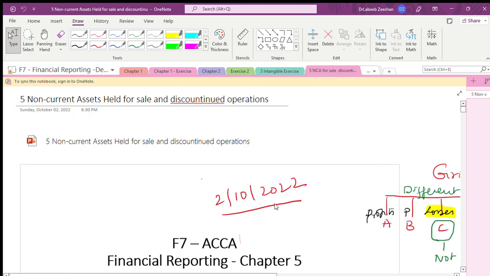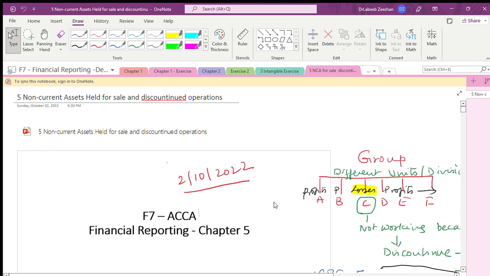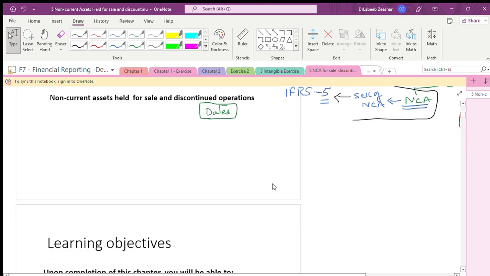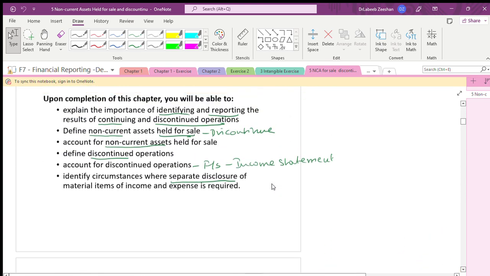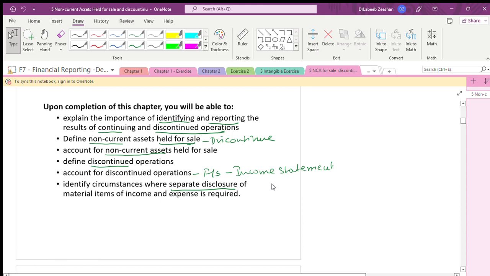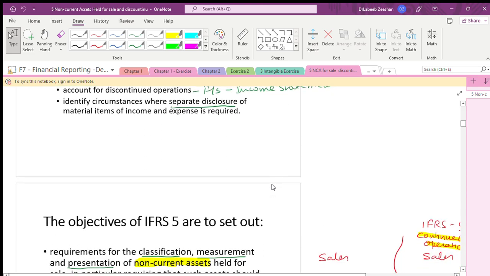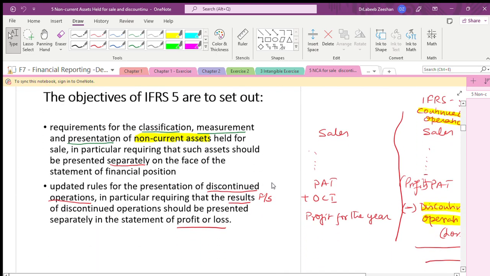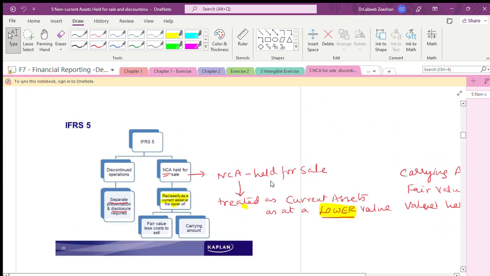Quickly we will go for that, non-current assets held for sale and discontinued operations. Quickly one revision we will take, okay? A fast 2 minutes revision, as it was done somewhere in October, almost one and a half months before. What is the concept? Why are we going? We are talking about continued operations and discontinued operations, with separate disclosures of material items of income and expenses. These are the requirements of classification and presentation of non-current assets held for sale, and updated rules for presentation of discontinued operations in financial statements.